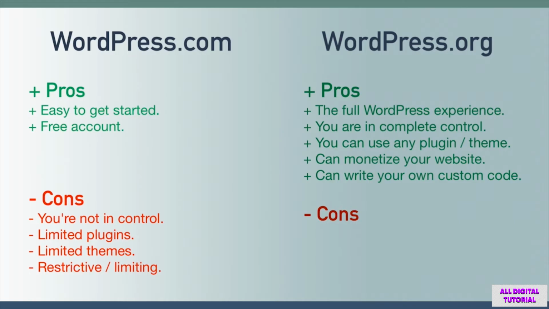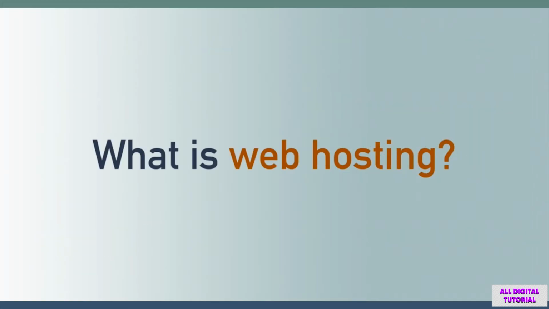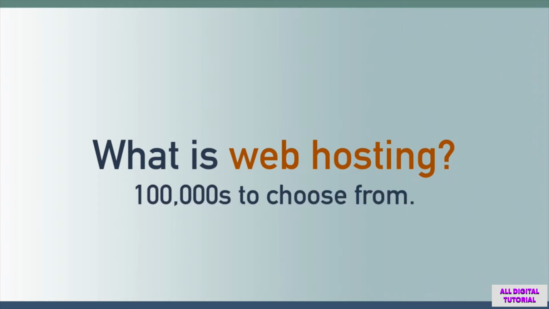Now, let's talk about the cons. There's really only one con to WordPress.org, and that is that you need to find your own web hosting. What does that mean? What is web hosting? Well, remember when I said that with WordPress.com, your website lives on their servers, and this is what allows them to limit or restrict what you can do. With WordPress.org, your website will live on whatever web host company you choose, and there are hundreds of thousands of web host companies to choose from.